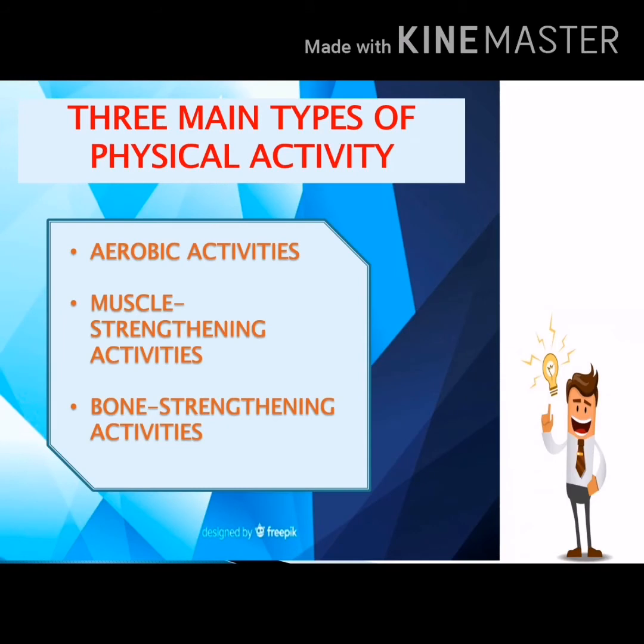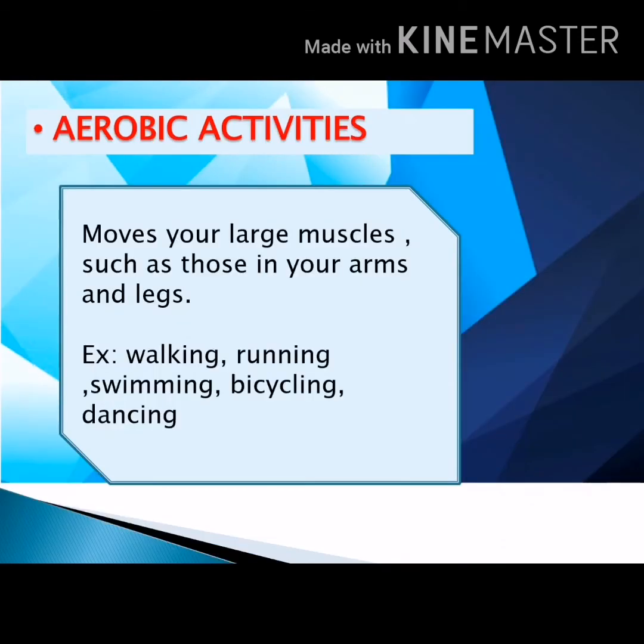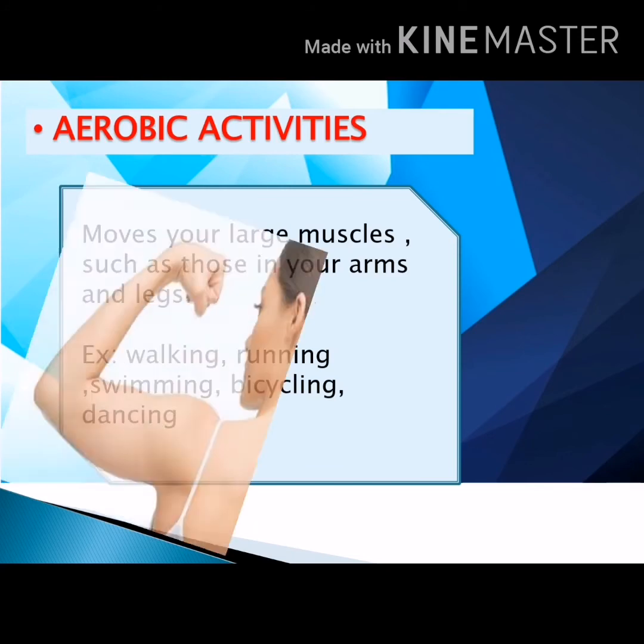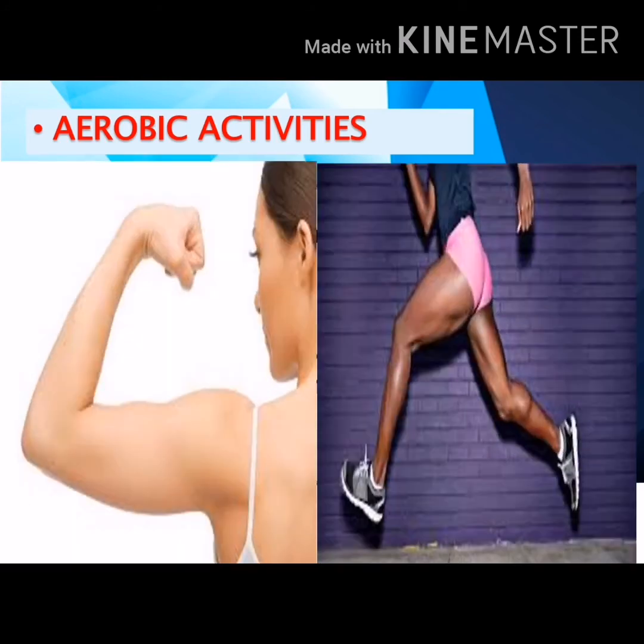So there are three types of physical activity, namely aerobic activities, muscle strengthening activities, and bone strengthening activities. Aerobic activities predominantly move your large muscles such as those in your arms and legs. Examples are walking, running, swimming, cycling, and even dancing.